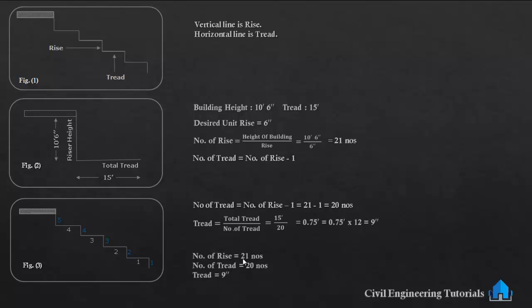So we are getting number of rise equal to 21 numbers, number of tread equal to 20 numbers, and tread equal to 9 inch.